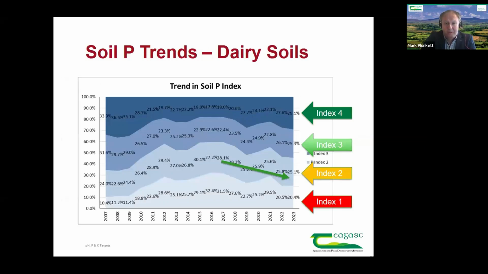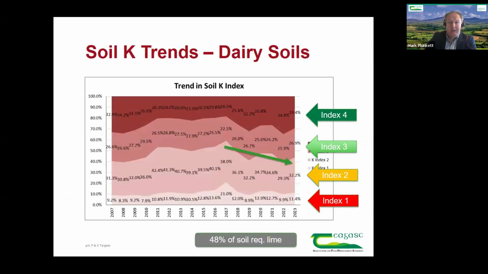In terms of the P levels, you can see there has been an improvement in soil P levels. This is for the dairy soil samples. But there's still nearly 50% of our soils at index 1 and 2. The sustainable index is index 3. And I suppose the positive story here is there's about 30% of our soils at index 4, so there's no need for P on those soils.